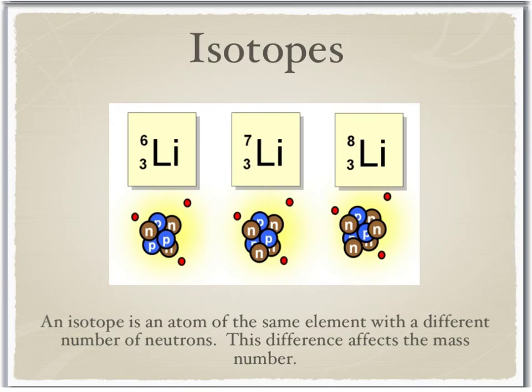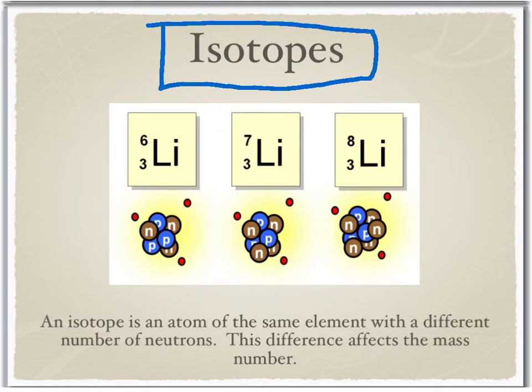The reason the atomic mass is written as a decimal is because of the existence of isotopes. So let's look at the element lithium, for example. How do we know it's lithium? It has 3 protons. No other atom has 3 protons except lithium. But there's a difference here. In this first atom of lithium, there are 3 protons, which we would expect since it's lithium, but there are 3 neutrons, giving it a mass number of 6.